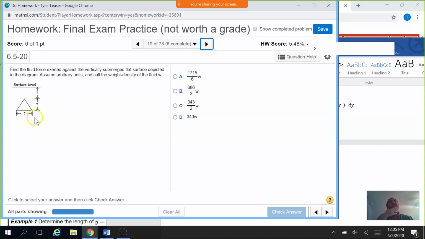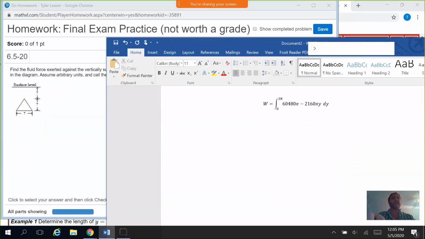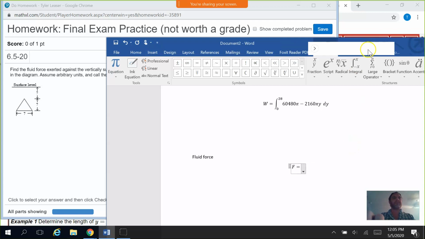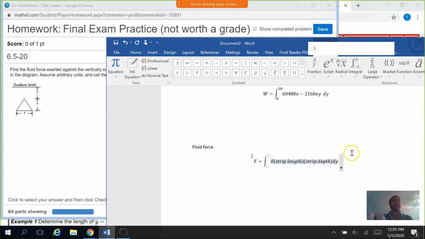Find the fluid force. All right, so this is not one that we looked at today, but please go back and look at these. This is where you have an object suspended underwater and you're looking for the force applied on the side of that object due to the water. For this one, again, you're doing slices, but this one does have a formula to it. So fluid force, the formula is that the total force is the integral over, I think, the density times the strip length times the strip depth, dy. I'm totally missing something here. There's more to it than that.